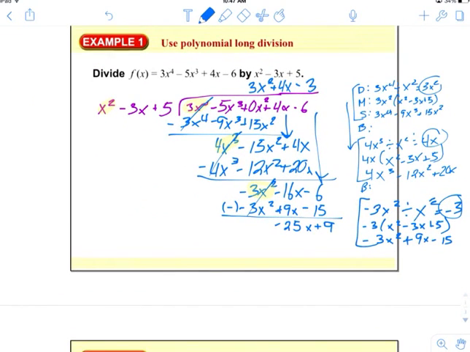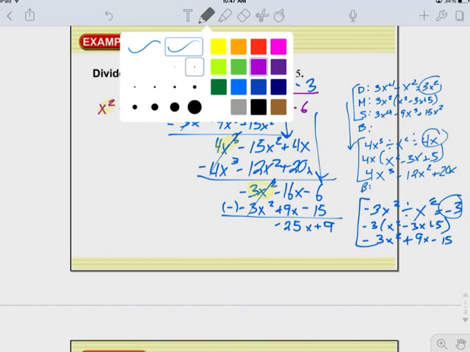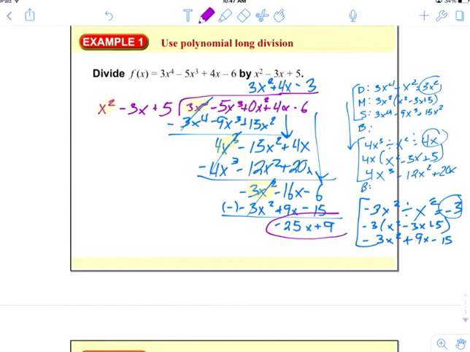So this bottom number that I have so far, negative 25x plus 9, that's my remainder. And what's above my quotient bar is my solution: 3x squared plus 4x minus 3.